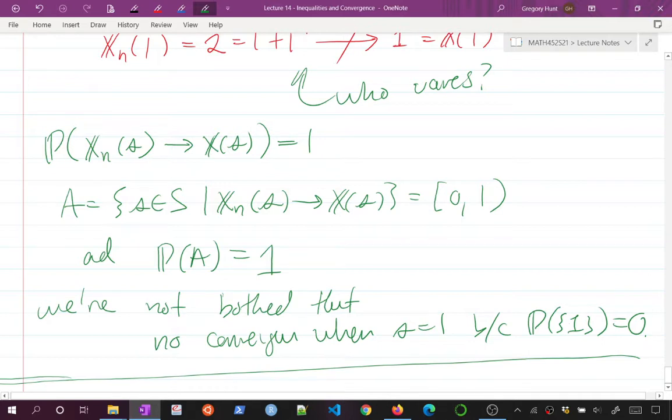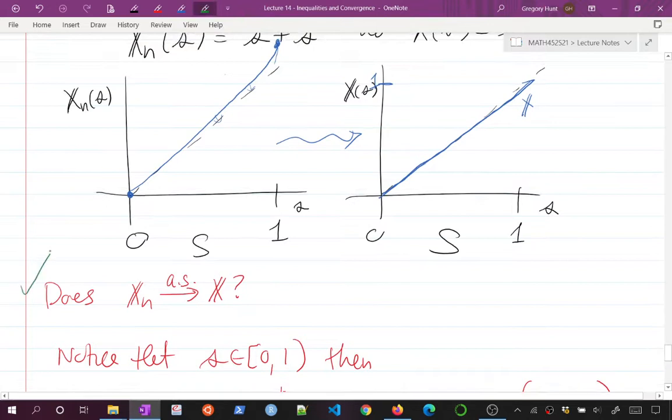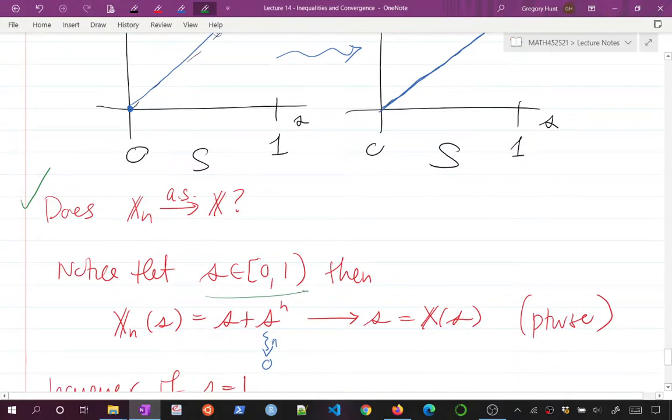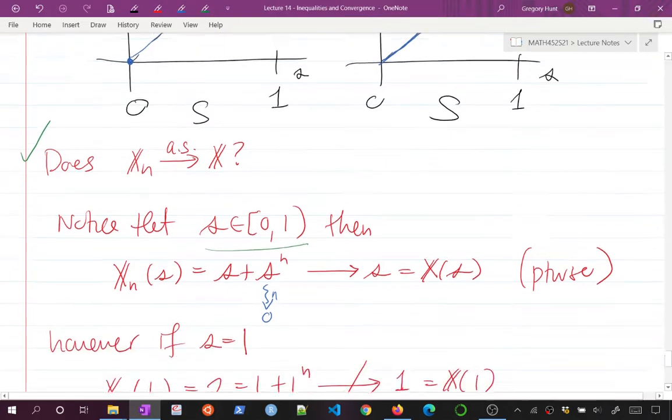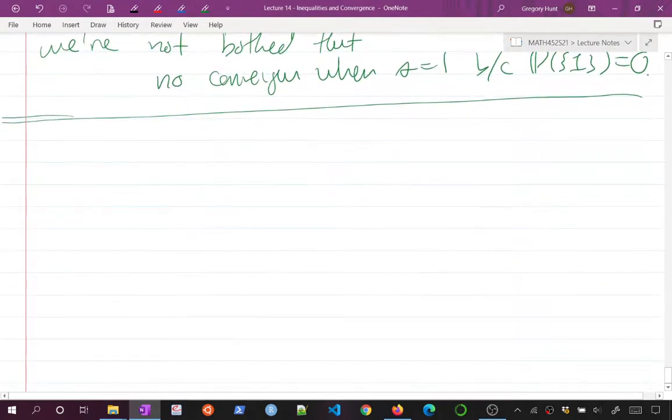So in this case, we do get almost sure convergence. To answer the question, yes, it does converge almost surely, because it converges everywhere between 0 and 1 except for 1, but the probability we're in that tiny little set is 0, so we just say, yeah, whatever. Who cares? So that's the difference between a person who does analysis and a person who does probability: the probabilist just ignores it.